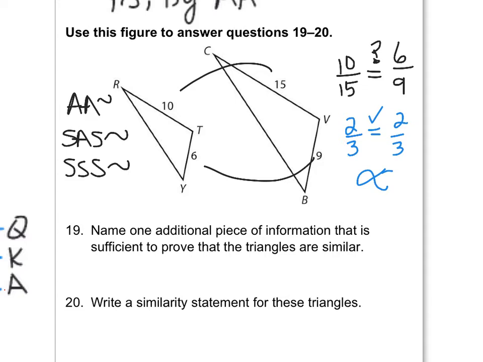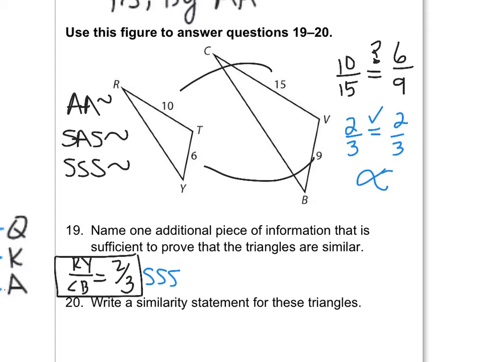So we would say RY over CB would have to equal 2/3, like we found in our scale factor there. That's one way we could do this. Another piece of information we could use is our angles. So we could also say angle T. So before I write that down, I'm going to show you. So this would be side, side, side. So that would be one way, by side, side, side.